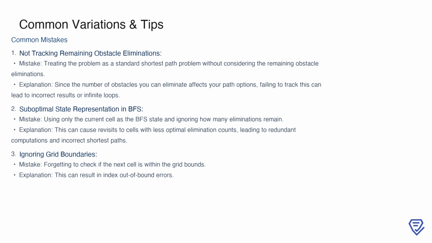This is because the ability to eliminate obstacles directly impacts the paths you can take. Another common error is using a suboptimal state representation in your BFS. If your BFS state only includes the current cell and ignores the remaining eliminations, you might revisit the same cell multiple times with less optimal elimination counts. This leads to redundant work and potentially incorrect results.